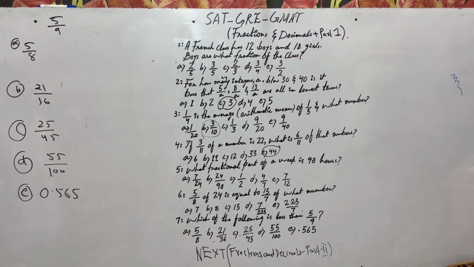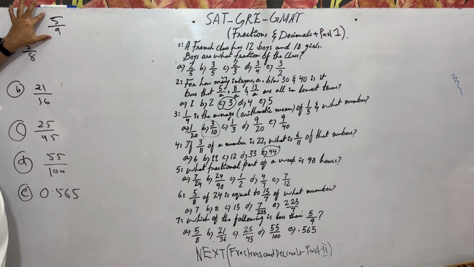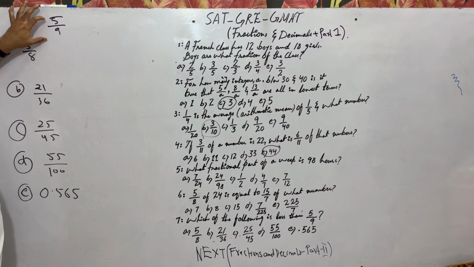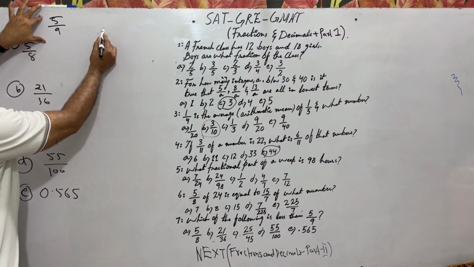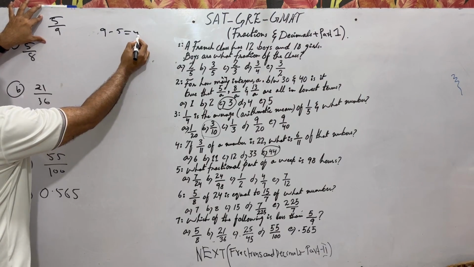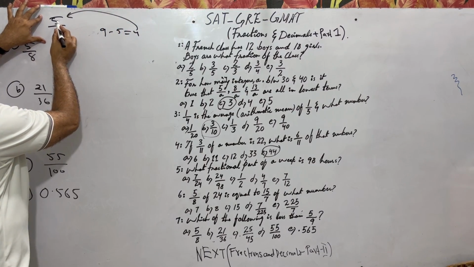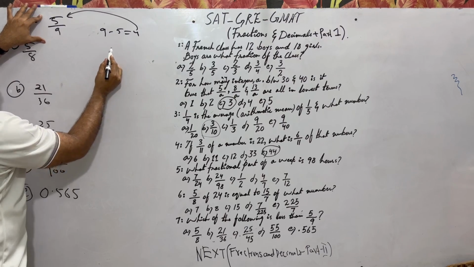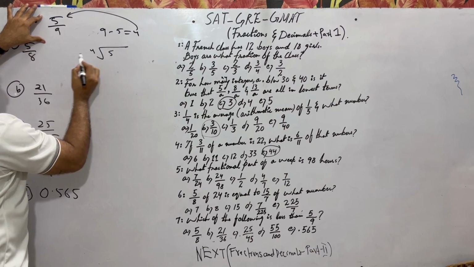Let me tell you a hack to find which one is greater or smaller. Let me share a good tip with you. Take the difference of numerator and denominator: denominator minus numerator, 9 minus 5 is 4. Now divide the numerator, 5, by this difference. So 5 divided by 4.